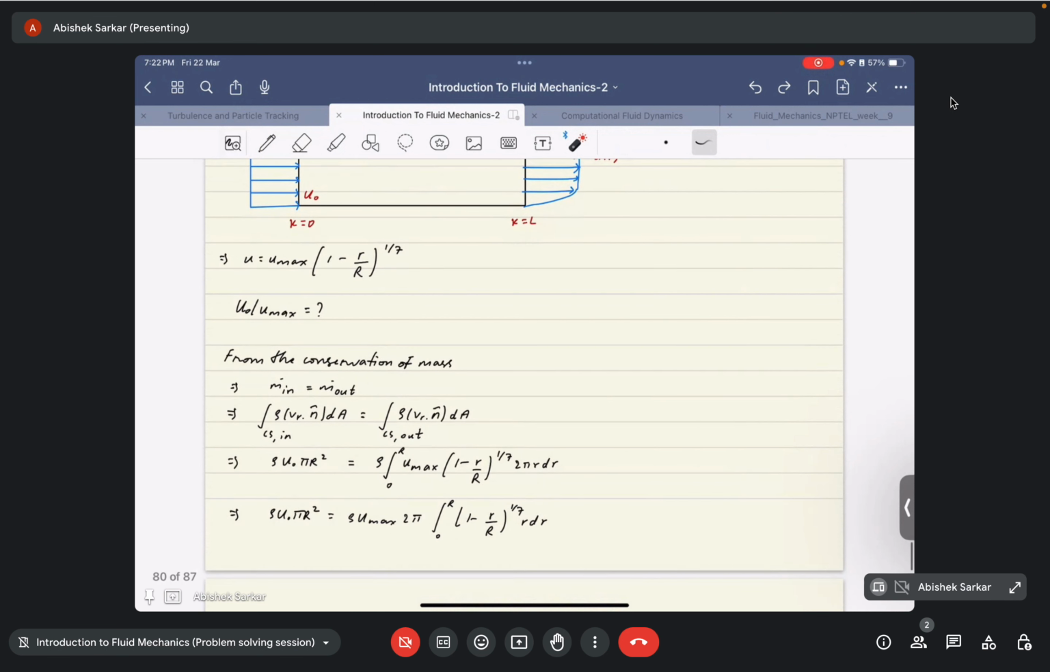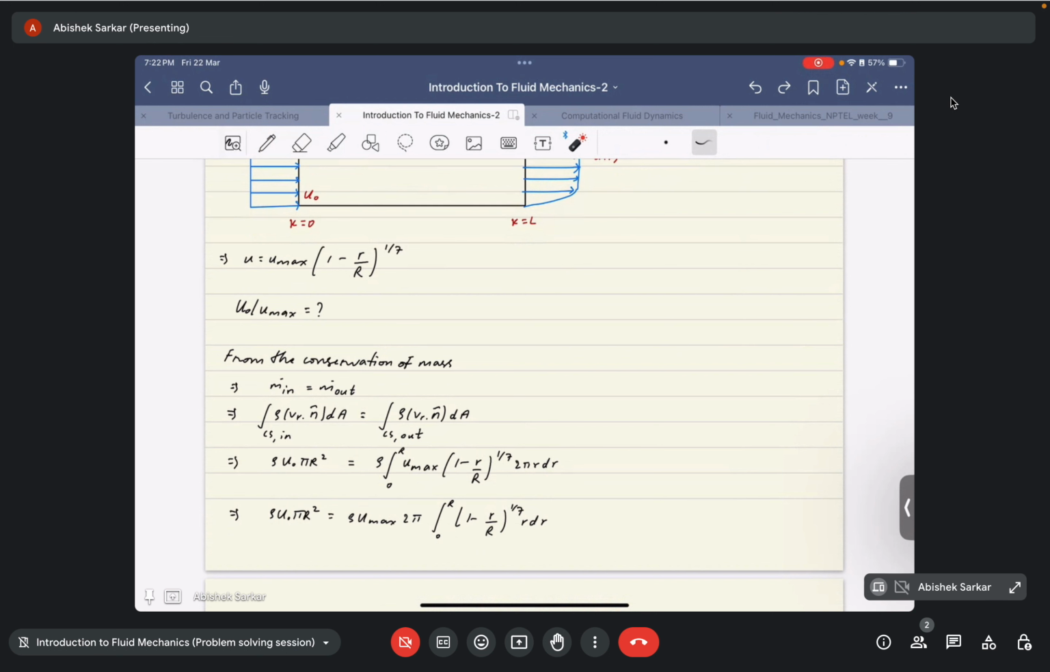At the outlet we will have rho, and we just substitute the value of the velocity profile here, that is u max times (1 minus r by R) to the power 1 by 7, into the elemental area. For the cylinder it will be 2 pi r dr. How do we reach 2 pi r dr? You can go through similar problems regarding pipe flows in any standard fluid mechanics book. It's good practice to see how the elemental areas are taken for a particular coordinate system.